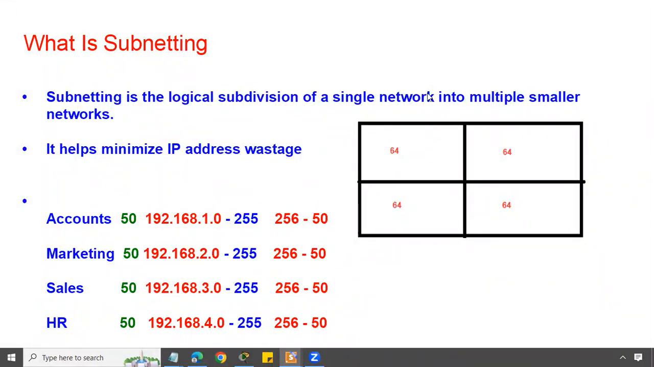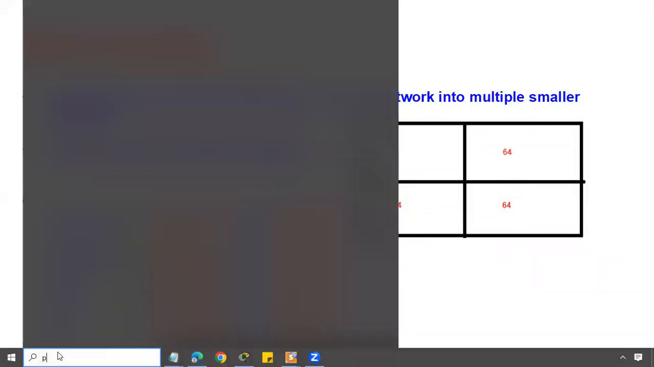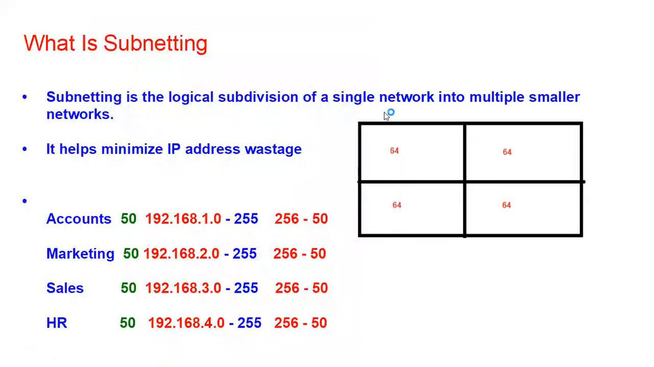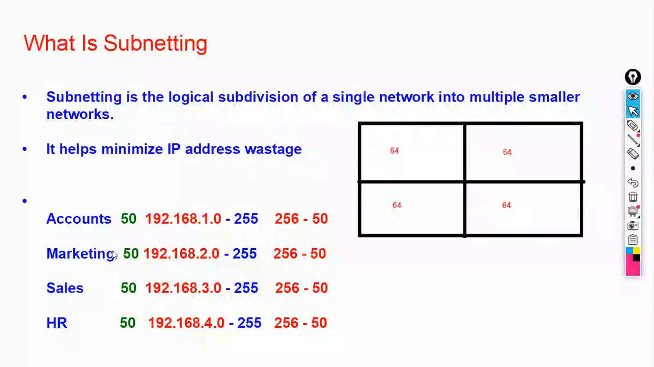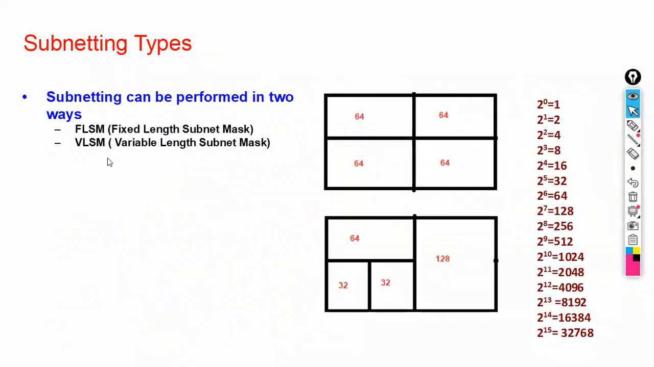So in our last class, we started the subnetting concept. Subnetting is used to minimize the wastage of IP addresses. It divides one network into multiple smaller logical networks. We saw the example of marketing, account, sales, and HR departments. And we can perform subnetting in two ways, FLSM and VLSM.